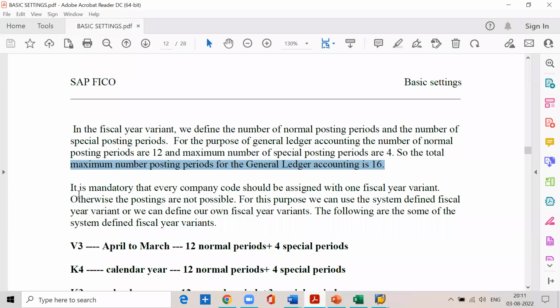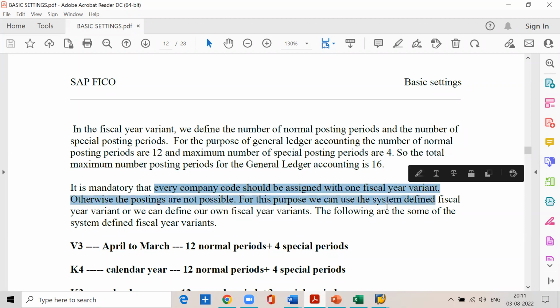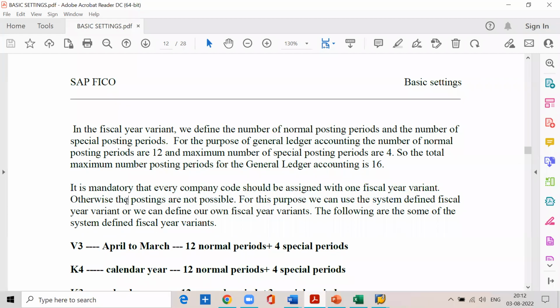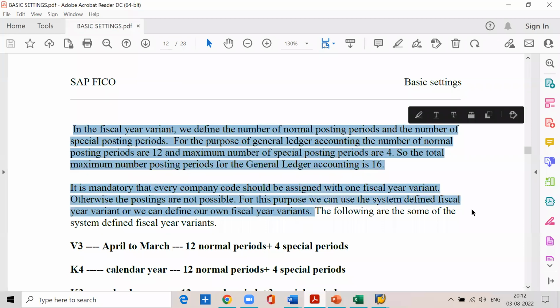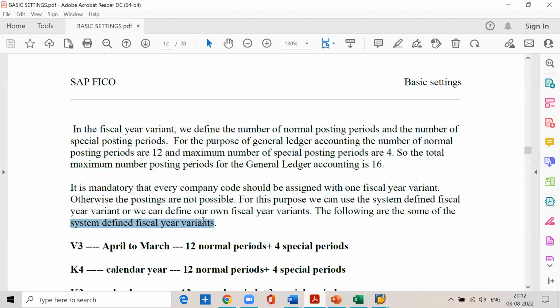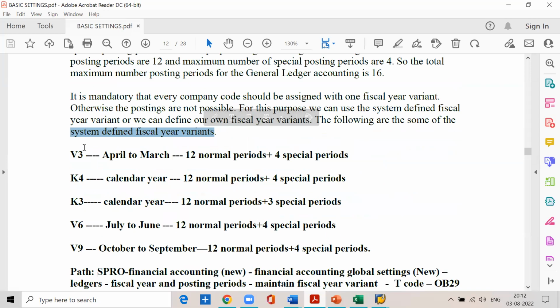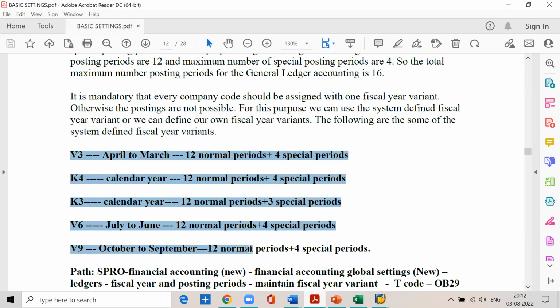So it is mandatory that every company code should be assigned one fiscal year variant. Otherwise, the postings are not possible. For this purpose, we can use the system-defined fiscal year variant, or we can define our own fiscal year variant. The following are some of the system-defined fiscal year variants. These are all system-defined fiscal year variants.